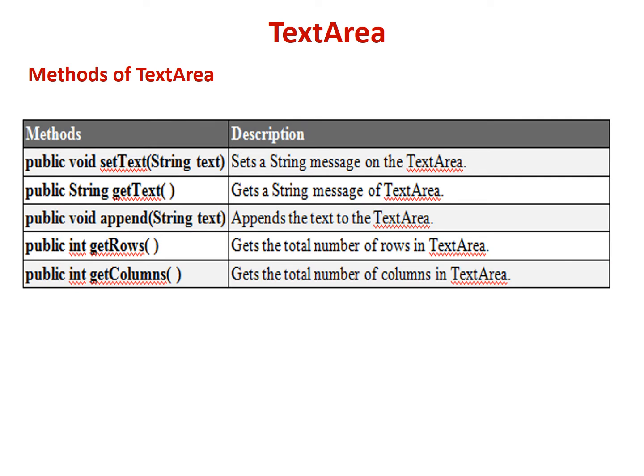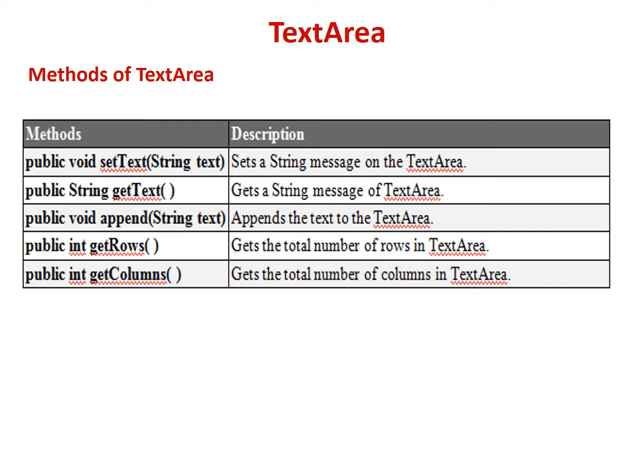Now, we will see some methods of TextArea class. The first method is setText method with string parameter. This method sets a string message on the text area. Next method is the getText, which returns the string value. That is, this method gives a string message of the text area.